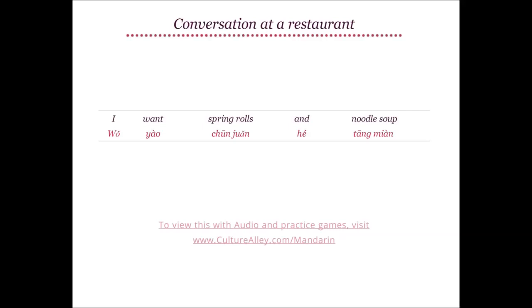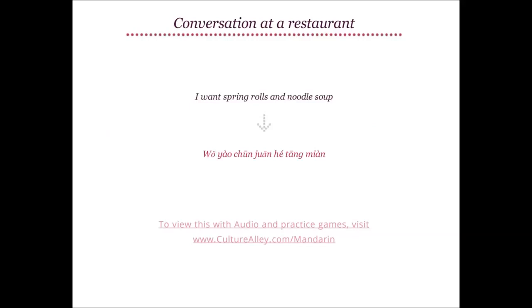Here's the breakup of the sentence. I translates as 我, while want becomes 要. Spring rolls translates as 春卷, while and becomes 和. Lastly, noodle soup translates as 汤面. Thus, I want spring rolls and noodle soup translates as 我要春卷和汤面.